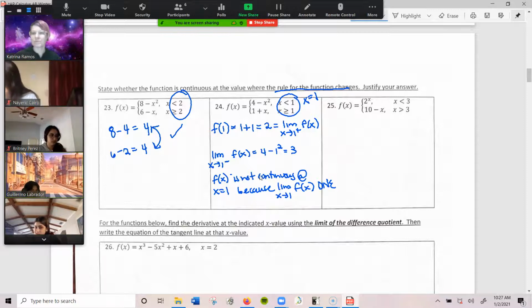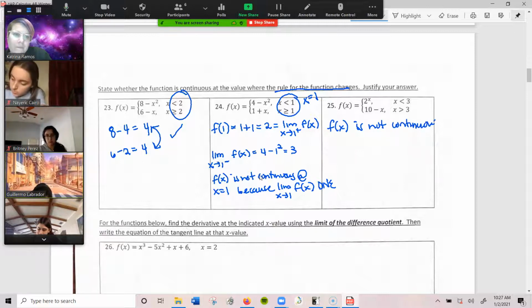Yes, correct. You would write, for example, f of x is not continuous at x equals 3 because f of 3 is undefined.